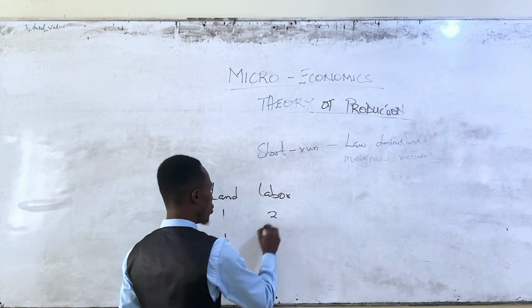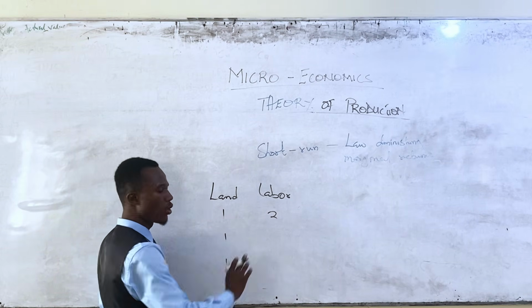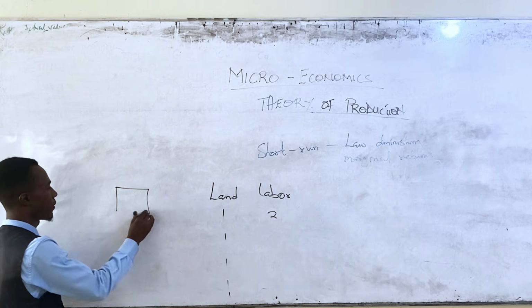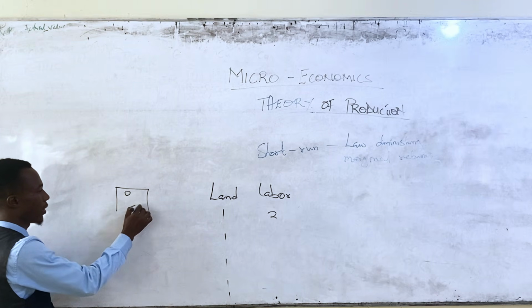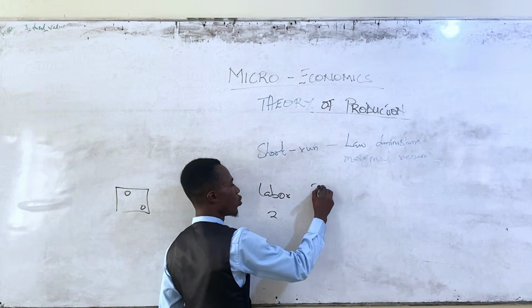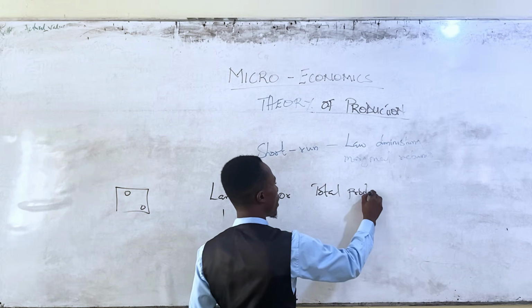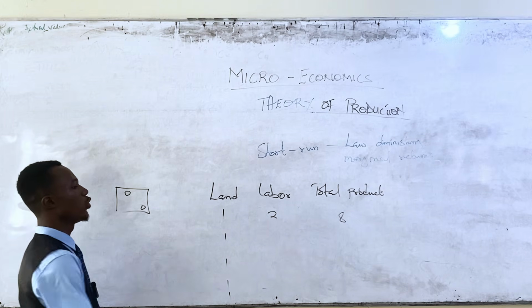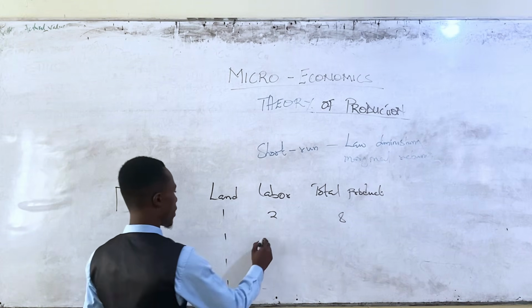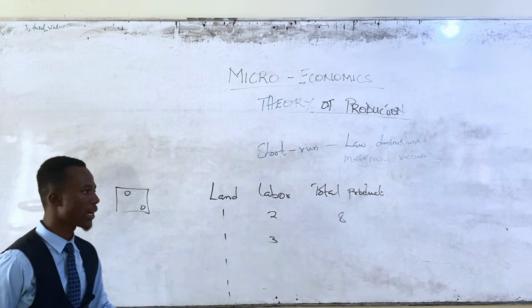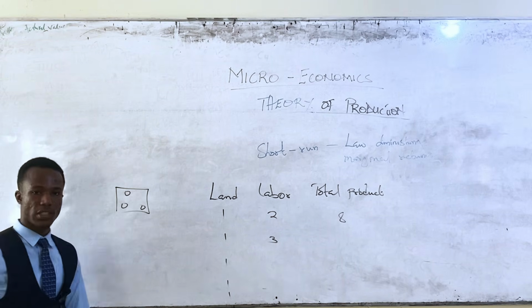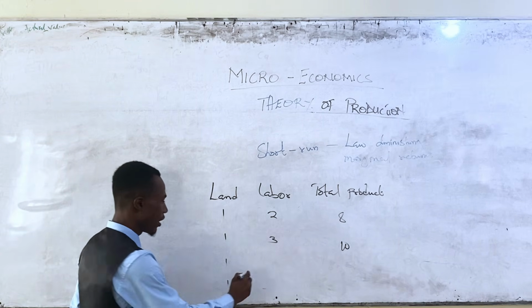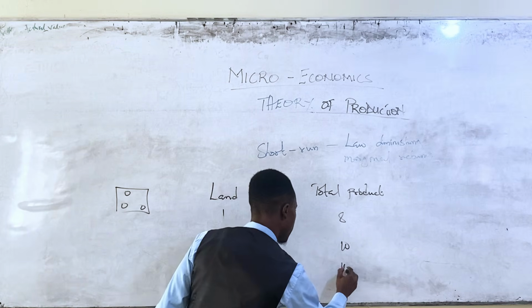So first of all, let's say at the beginning of the business, you have 2 people working for you on one piece of land. So this is the land. You have only 2 people working, and they are giving you a total product of, let's say, 8. Then you employ another labor, that is the third labor. The third labor comes in, so now you have 3, right? And now you are getting let's say 10. The fourth labor comes in and you are still getting 10.